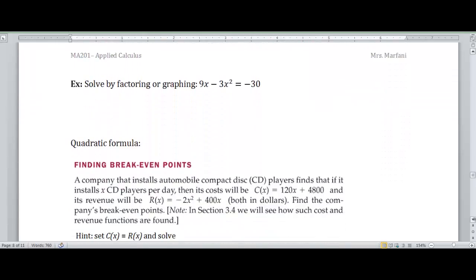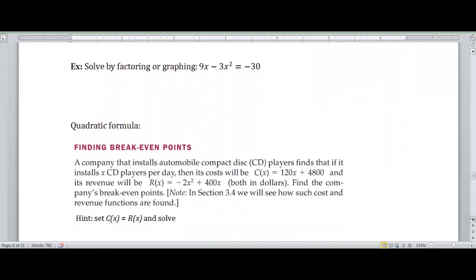Okay, it says solve by factoring or graphing. So let's see if we can solve this by factoring. So I'm going to add 30 to both sides, and I'm going to write the negative 3x squared first. So negative 3x squared plus 9x plus 30 equals 0, right? So you got it equaling 0, and then I'm going to pull out a negative 3.